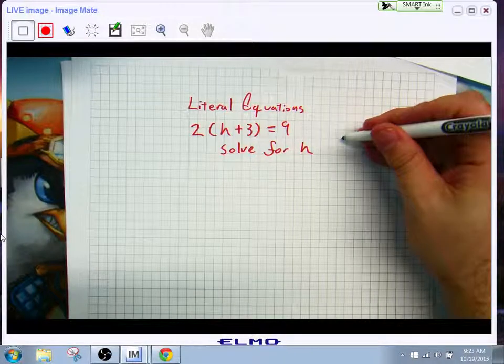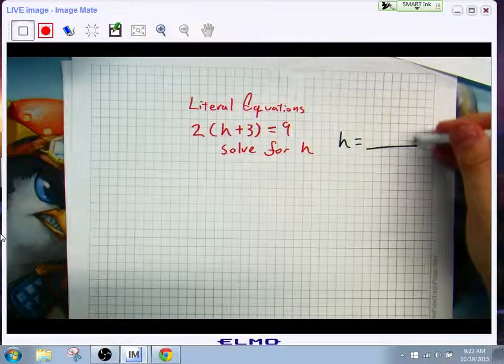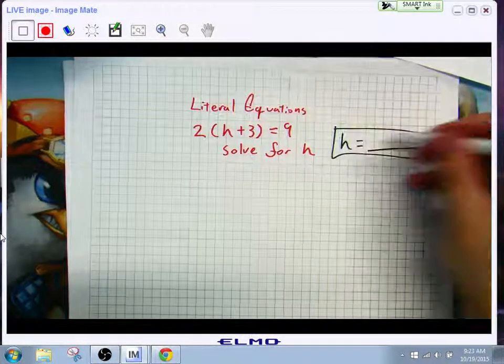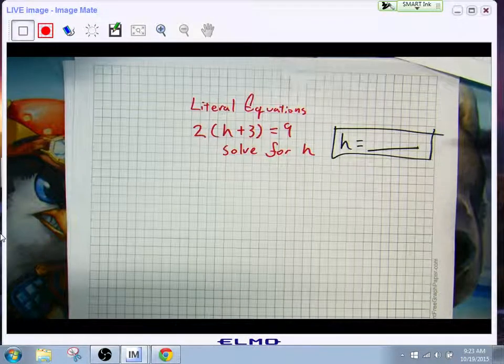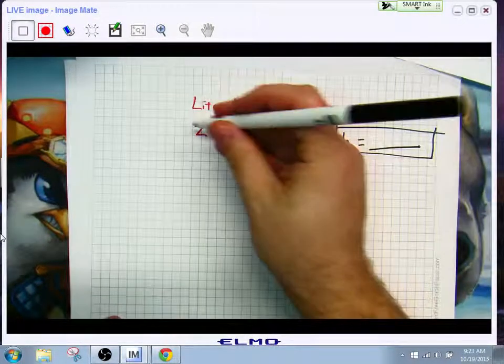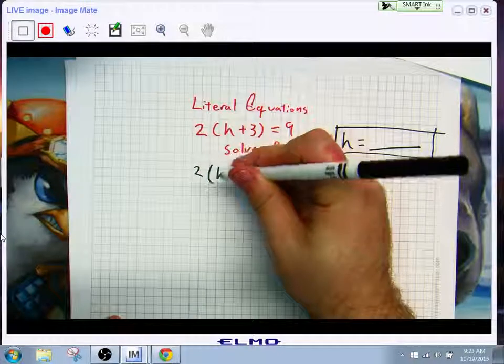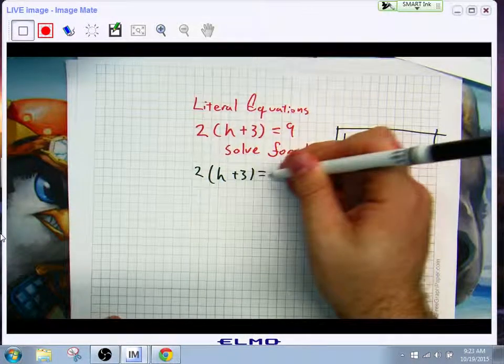And when it says solve for h, all that really means is that we're trying to imagine a future where we have h equals something. You know, when it looks like this, we found our answer. So we have to start from this point. We have 2h plus 3 equals 9.